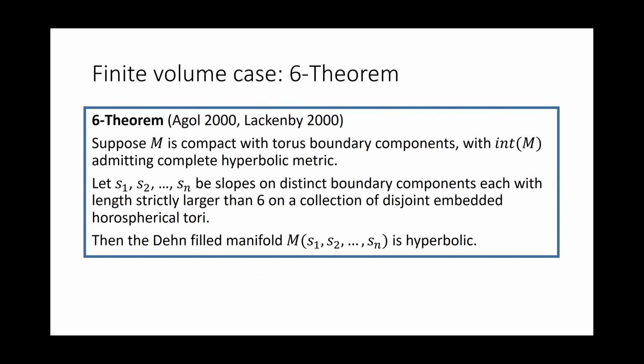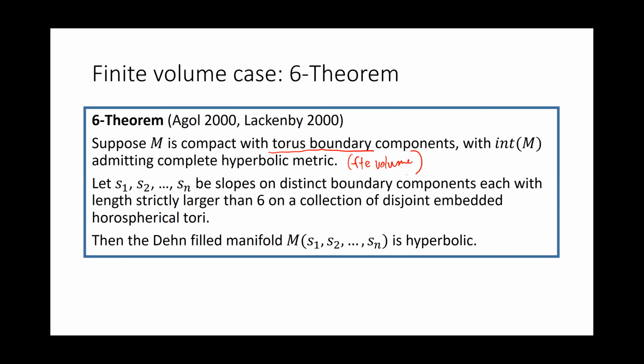In the finite volume case, you have a result of Agol and Lackenby proved independently in the year 2000, and this is called the six theorem. What they showed, if you've got a compact manifold with torus boundary components, whose interior admits a complete hyperbolic metric. So if this is for all torus boundary components only, so this is going to be finite volume.